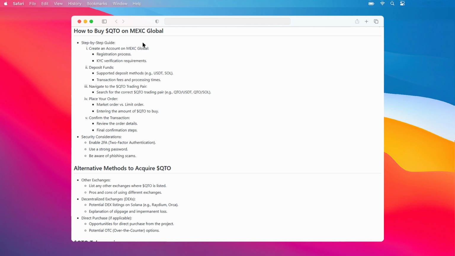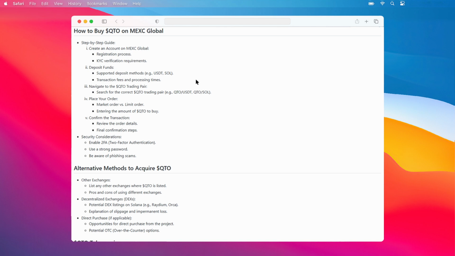Remember, security is paramount, so be sure to enable 2FA or two-factor authentication, use a strong password, and always be vigilant for phishing scams. Let's explore some alternative methods for acquiring the $QTO token.